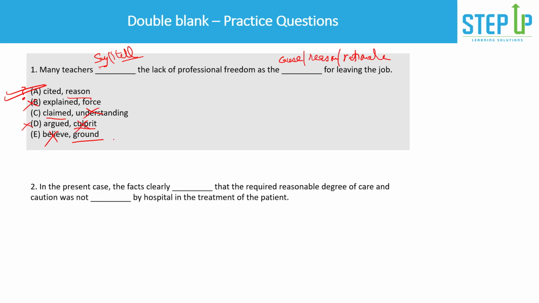Okay, let's look at the second question. In the present case, the facts clearly dash that the required reasonable degree of care and caution was not dashed by the hospital in the treatment of the patient. If you understand the context overall, it's saying that your facts tell you that the hospital didn't do everything possible or didn't take good care, right?